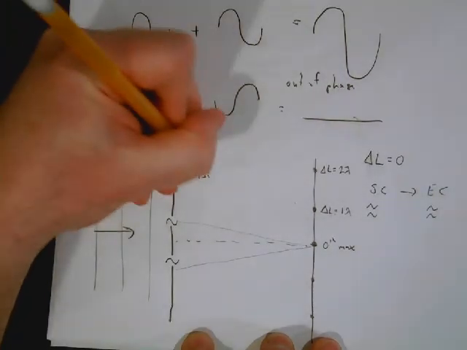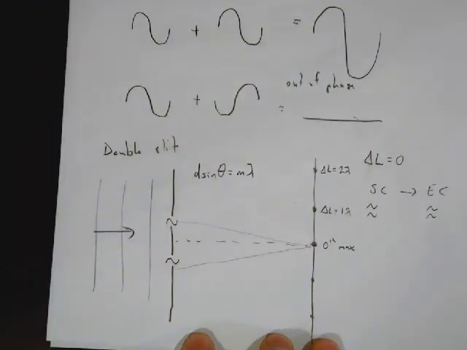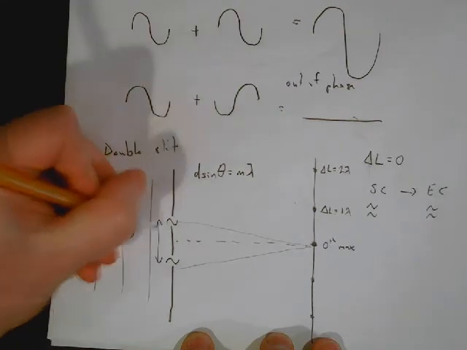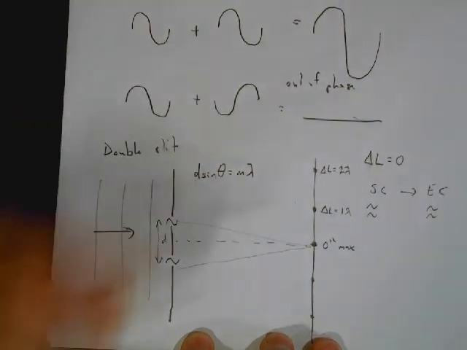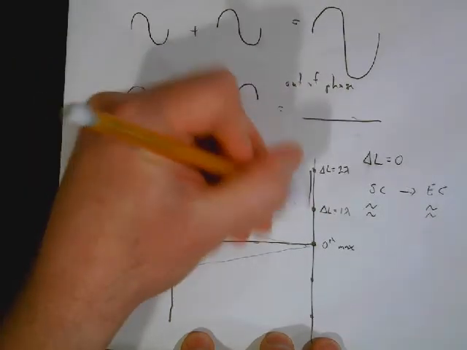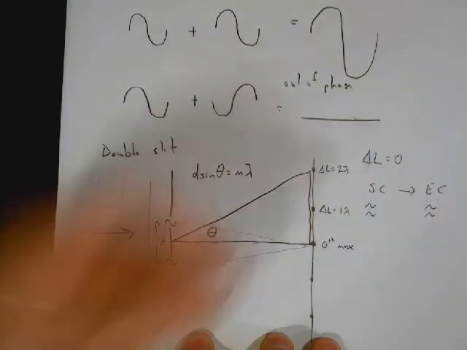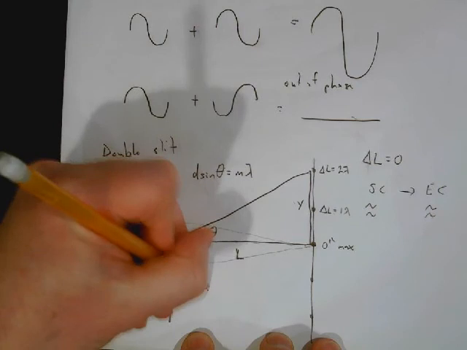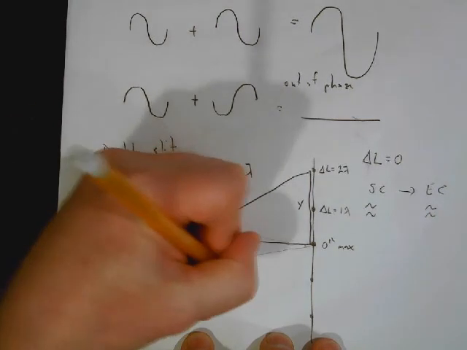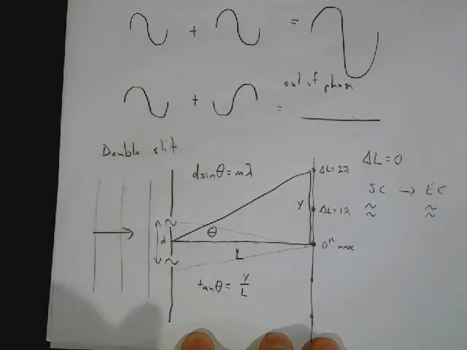Then we had this equation, d sin theta equals m lambda. This d is from here to here. How do you get sin theta? You do that by this. There's my theta. A lot of times they call this y, and a lot of times they call this L. So if you wanted to find your theta, you would go tangent of theta equals y over L, and then you could find your theta, and if you know your distance, you could find the wavelength.